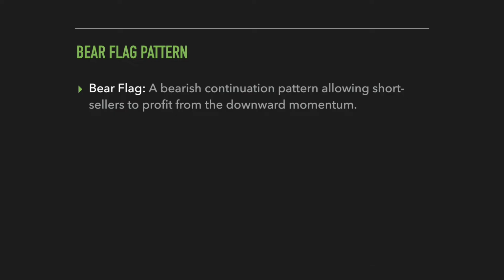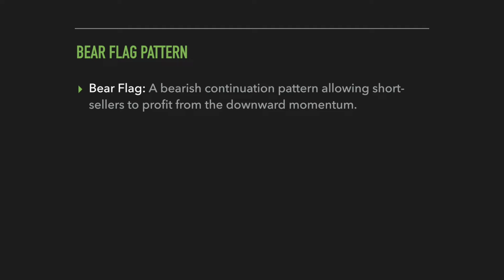Now, because we know what a bull flag pattern is, a bear flag pattern is going to be very easy to understand. It's essentially going to be the polar opposite, the same way that resistance is the polar opposite to support. A bear flag pattern is going to be a bearish continuation pattern, allowing short sellers to profit from the downward momentum. If you're somebody that prefers only to go long and you're not very interested in short selling, feel free to skip ahead to the next pattern, which is going to be the ABCD pattern, which is a great pattern for dip buying momentum stocks. With that being said, the bear pattern is very simple.